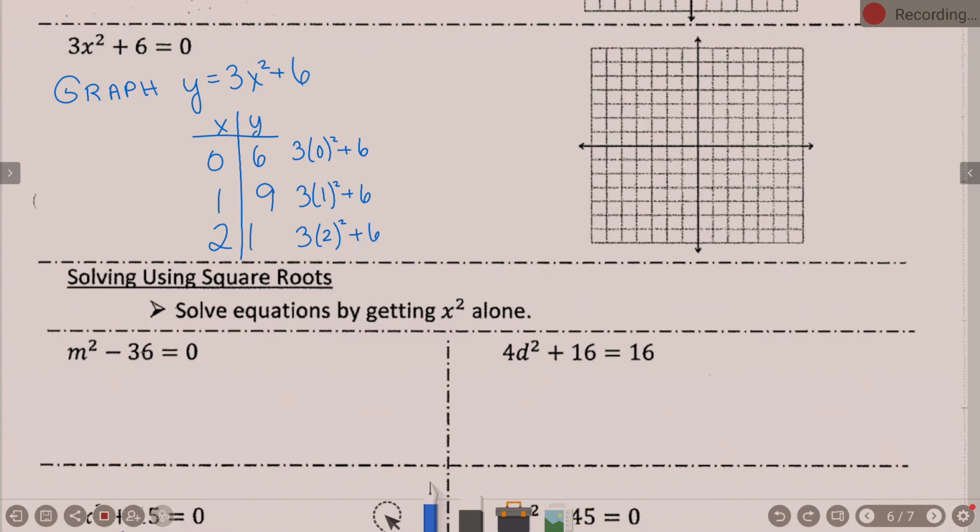Did I hear it? Okay. 18. So I was right. You second guessed yourself when you heard something different, didn't you? Yes, I always do that. Okay, let's graph this.